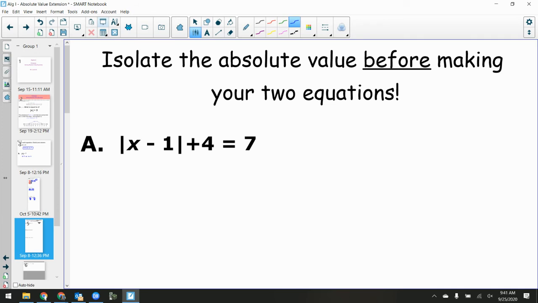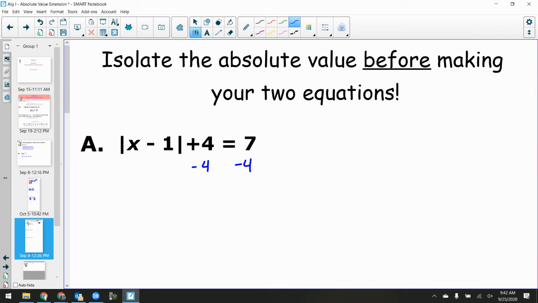What isolates the absolute value here? What gets the absolute value alone? Ready? Plus 4. Well, it already is plus 4. Minus 4. I'm going to subtract 4 from both sides. Again, the tendency is to try to say x minus 1 plus 4 equals 7, or x minus 1 plus 4 equals negative 7.